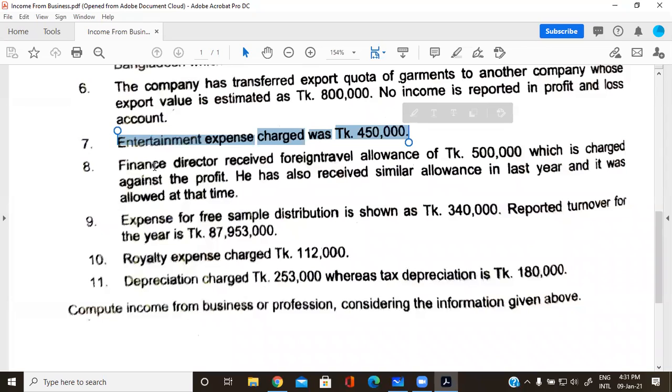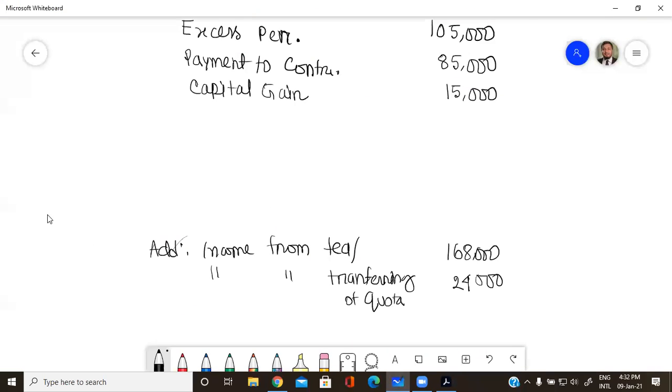Okay. Finance director received foreign travel allowance of taka 500,000, which is charged against the profit. It has already been charged. He has also received a similar allowance last year and it was allowed at that time. I didn't mention the rule when I was discussing it. In case of foreign travel, there is a restriction on how much you can spend. I already showed you that 3 months basic salary or 3/4 of actual expenditure, whichever is lower, is the maximum.